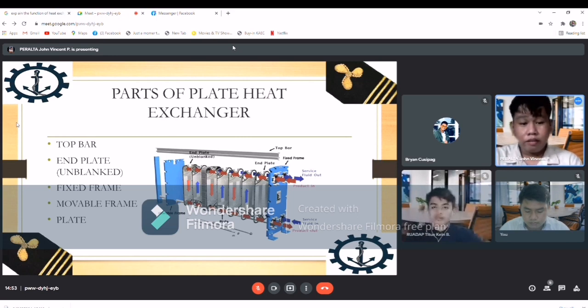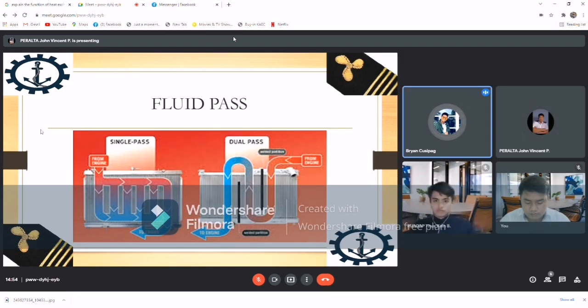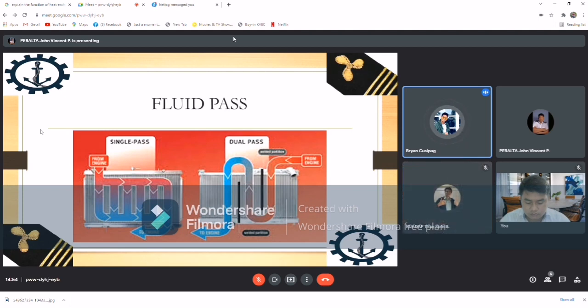So next, fluid pass. And sir, as you can see, we have two kinds of fluid pass, which are single pass and dual pass or multi-pass. As you can see here, it's very simple. This is the flow of the fluid in our single pass. The flow of the liquid in single pass is such that the fluids pass each other once only.